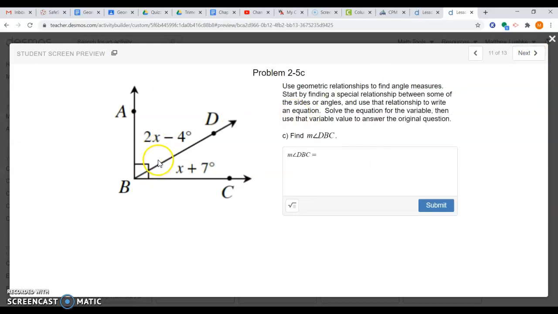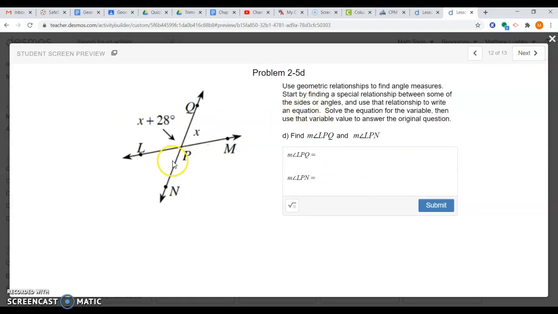Here you have practice with complementary, okay, so ABD, that angle, plus DBC. If you add those two angles together and they're complementary, it should equal 90 degrees. So you can do the work on paper and then type your answer here, or you can do the work on here as well.